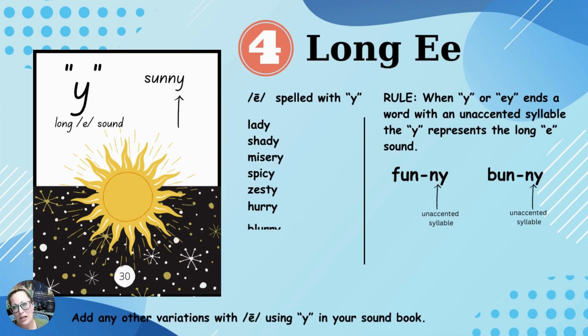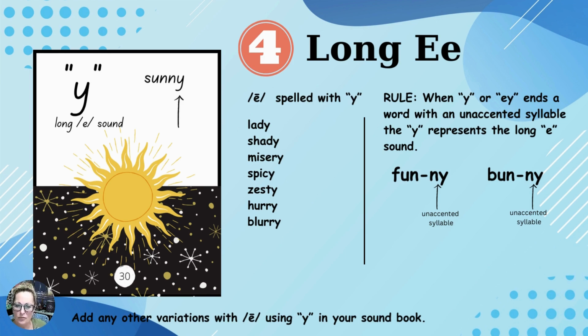Thank you very much. Ladies and gentlemen, here we have the Y. Y can stand for a long E sound. We got some words here: lady, shady, misery, spicy, zesty, hurry, and blurry. Here's our rule. When the Y or the EY ends a word with an unaccented syllable, again, we have that right, the Y represents the long E sound.